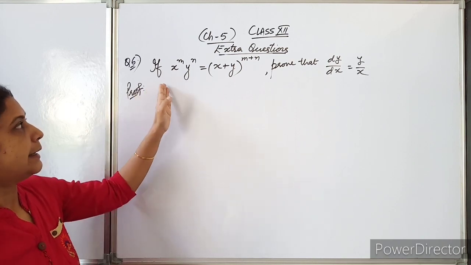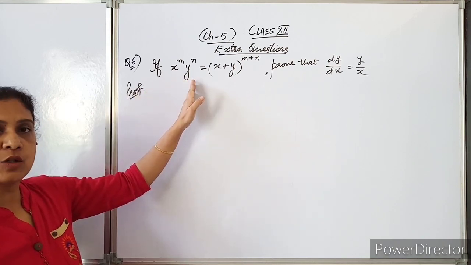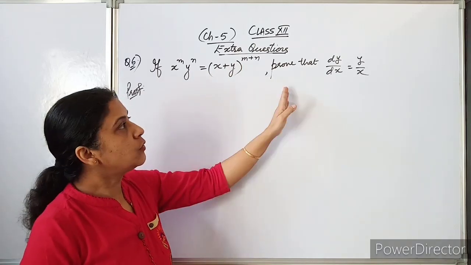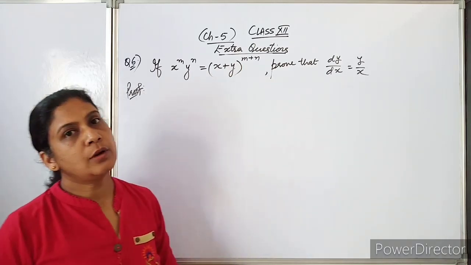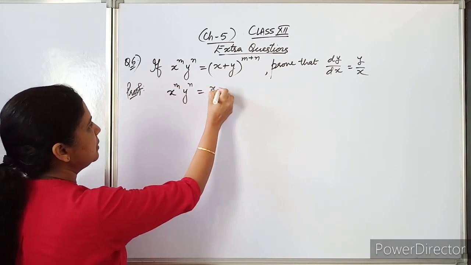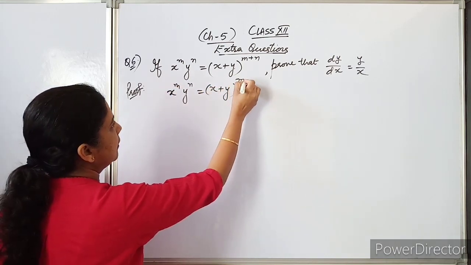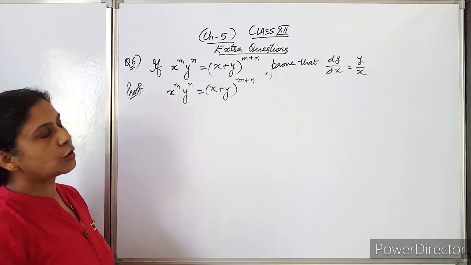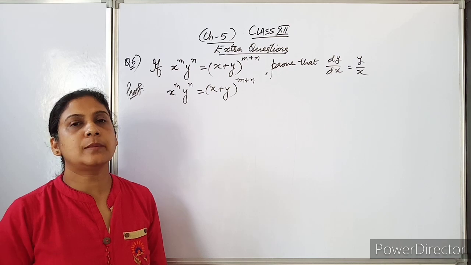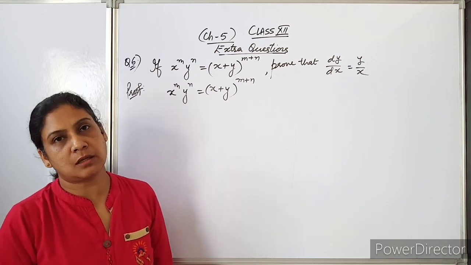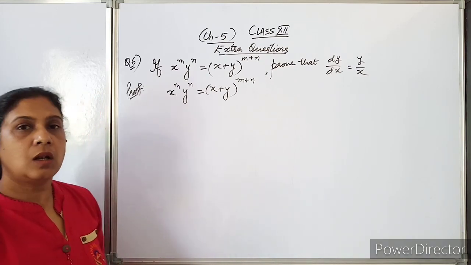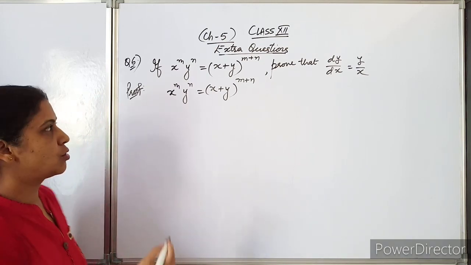Question number 6. If x raised to power m, y raised to power n is equal to (x plus y) whole raised to power m plus n, then prove that dy by dx is equal to y by x. So let's start with the given expression. You can see it is a sort of an implicit function where y cannot be explicitly expressed in terms of x. So they are so well connected. So let's start taking log on both sides to ease out the function.